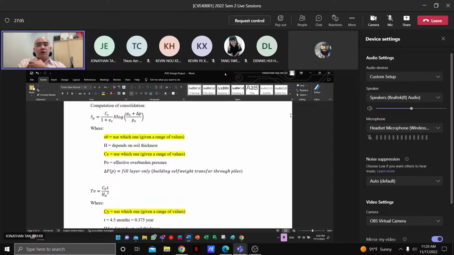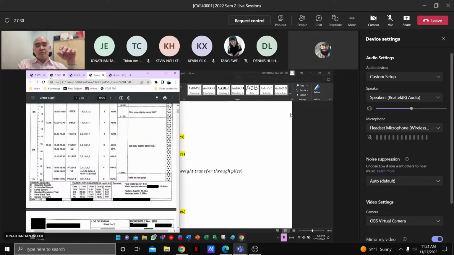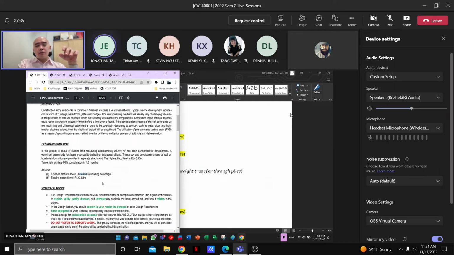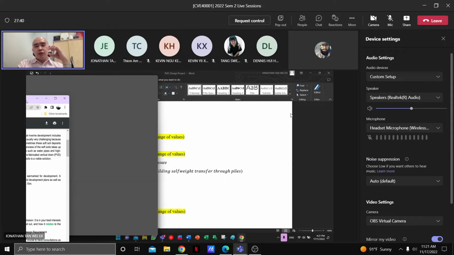Now what this means is, yeah, Jonathan? You mean the thickness of the fill will be different? The thickness of the fill will be the same, because for the ground level, you just assume it to all be the same. The top of the borehole is all at 3.03, the ground level that I gave in the assignment outline. So the fill will be the same.